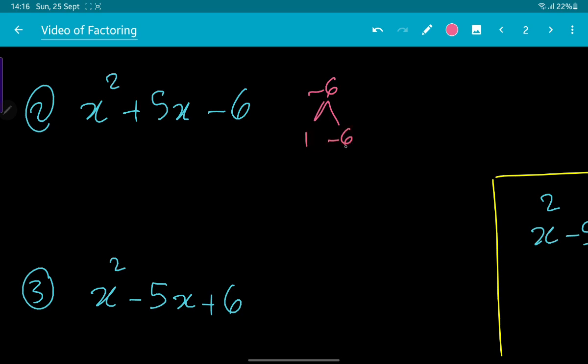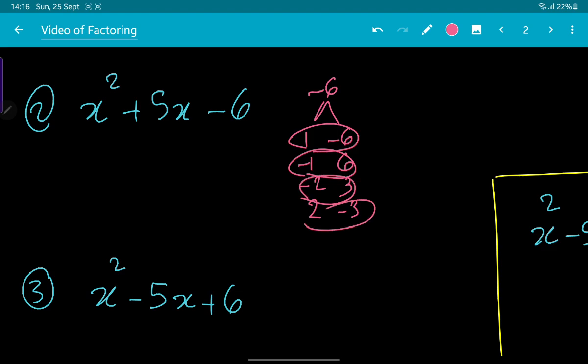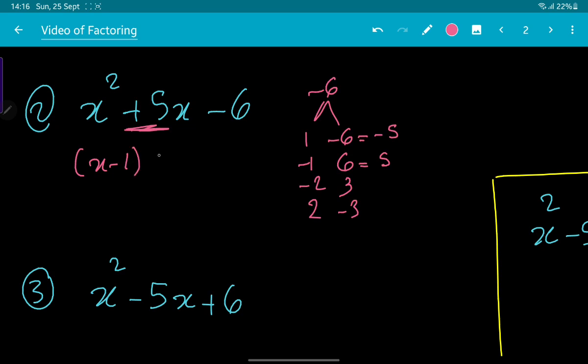Negative 6 is 1 times negative 6, negative 1 times 6, negative 2 times 3, 2 and negative 3. All of them, each group will give you negative 6, but we need which one? The group, when we add the two factors, they should give us positive 5. This will give you negative 5 and this will give you 5. So we use addition between the pair of the group to find the middle one. So this would be x minus 1, x plus 6.